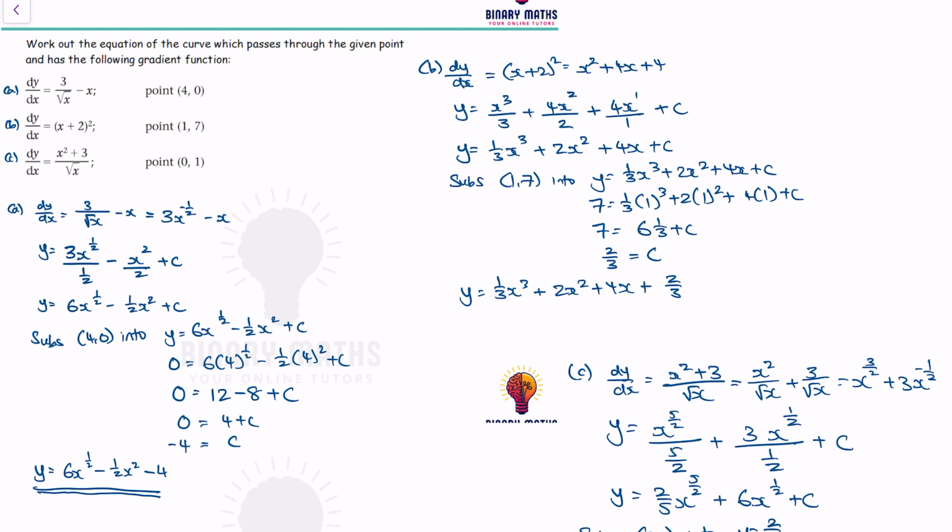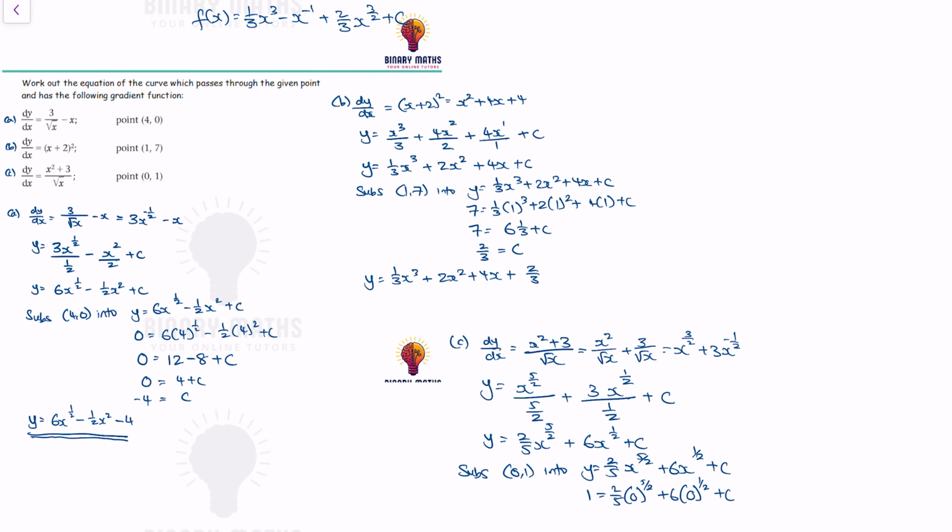to 2 over 5 x to the power of 5 over 2 plus 6x to the power of a half plus c, which means I get 1 is equal to 2 over 5 times 0 to the power of 5 over 2 plus 6 times 0 to the power of a half plus c. So if I do that right, I get 1 is equal to c. Therefore, y is equal to 2 over 5 x to the power of 5 over 2 plus 6x to the power of a half plus 1. That's my final answer there.